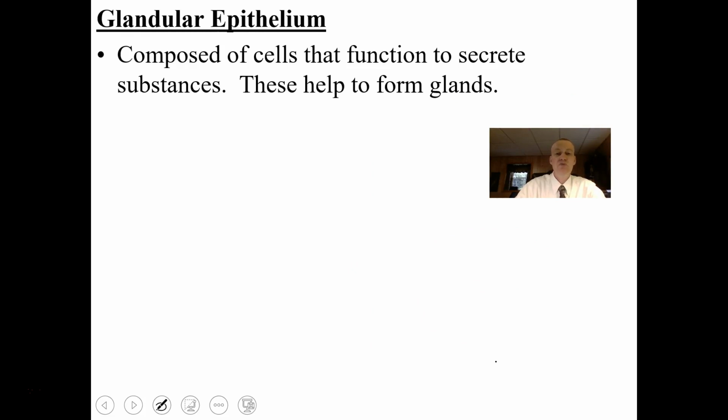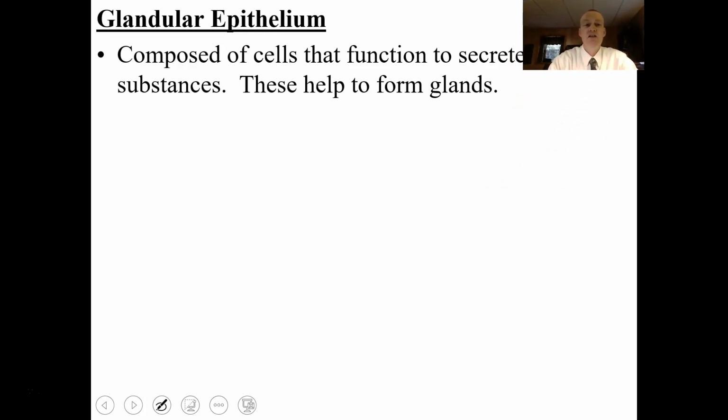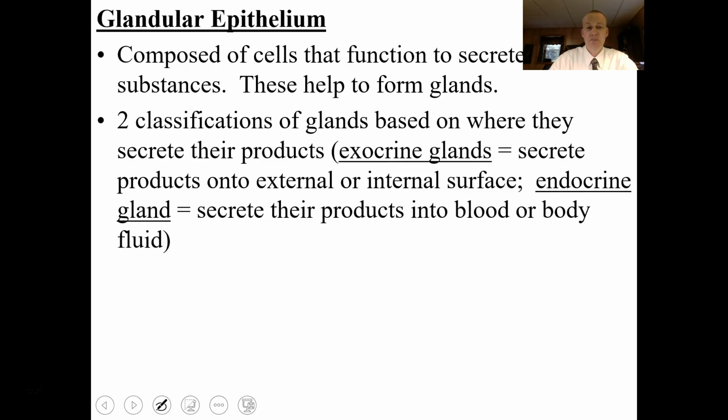Well, to kind of wrap up epithelial tissues, let's talk about glandular epithelium. Glandular epithelium is composed of cells that function to secrete substances. So these help to make glands up. And we do have exocrine glands and endocrine glands. So based on where the products are being secreted, we have exo to the outside and endo to the inside. So exocrine glands secrete products onto the external or internal surfaces. Endocrine glands are going to secrete their products into blood or the body fluid.